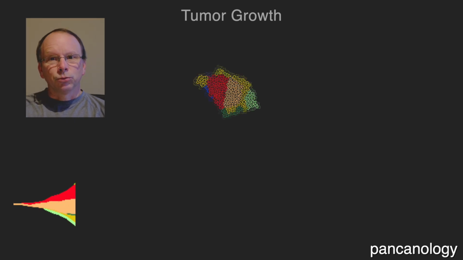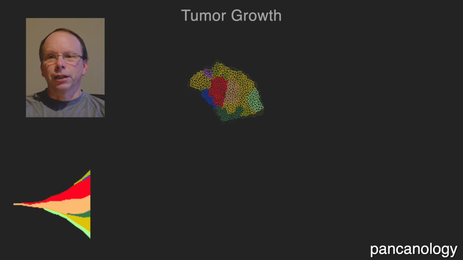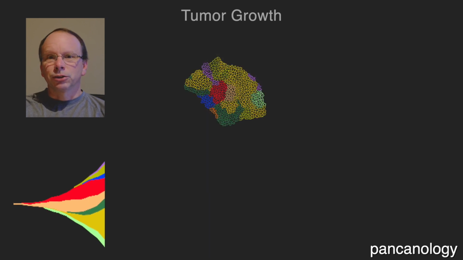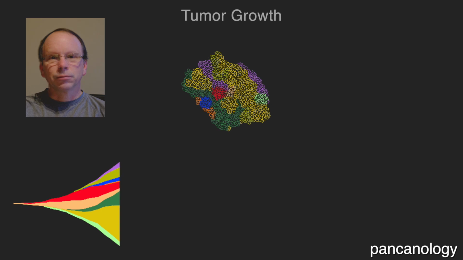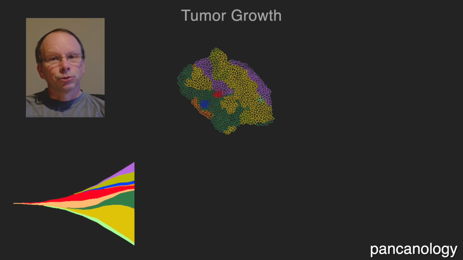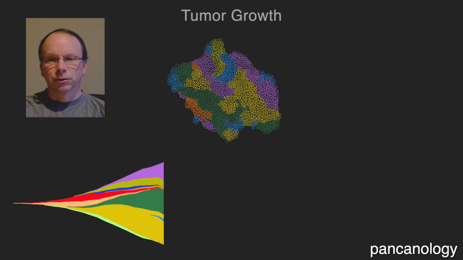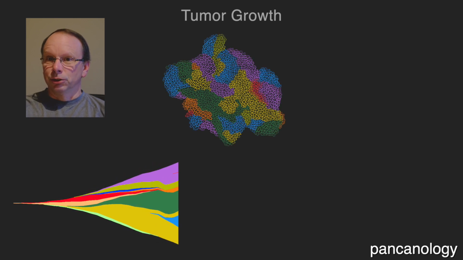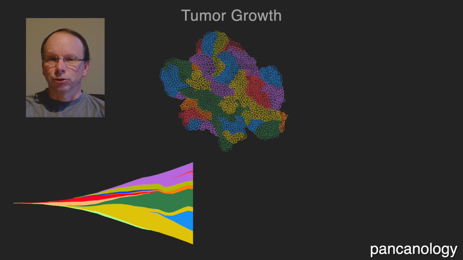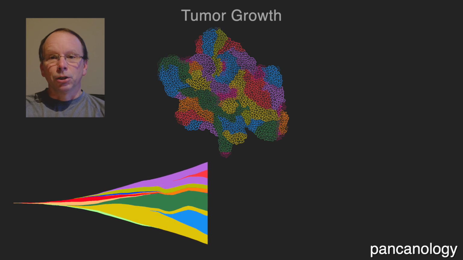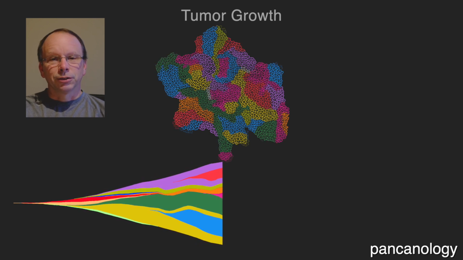Along the bottom here, we're tracking the size of the tumor over time and the relative quantities of each cell type by color. When a mistake results in a more vigorous cell, it reproduces faster than the others. Sometimes less vigorous cells get outcompeted for resources and may even die out, but overall the tumor grows in size.